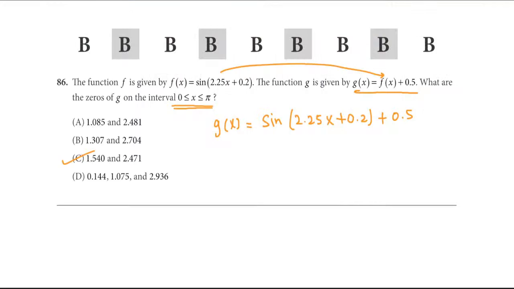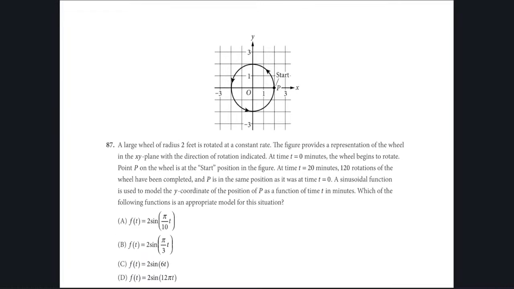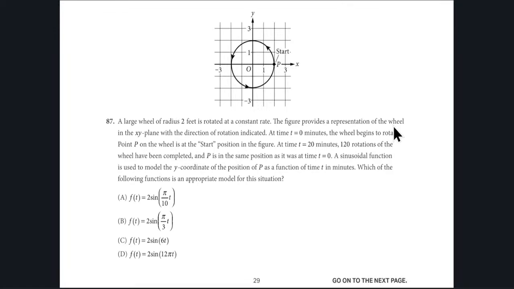Okay. We have one last question here. That is 87. A large wheel of radius 2 feet is rotated at a constant rate, and the figure provides a representation of the wheel in the xy plane with the direction of the rotation indicated. Fair enough. At time t equal to 0, the wheel begins to rotate. The point P on the wheel is at the start position, fair enough.